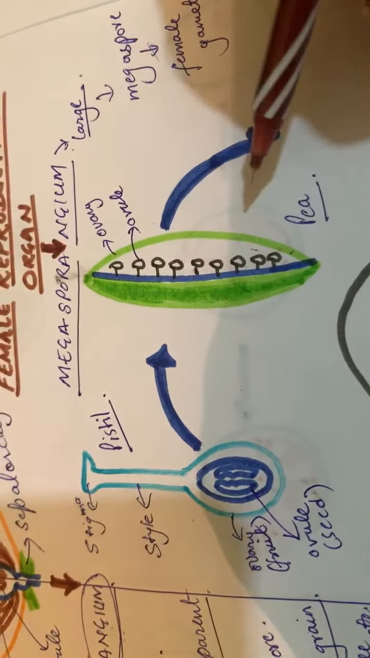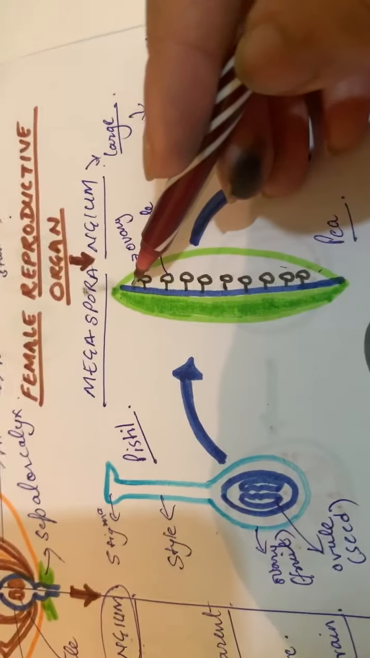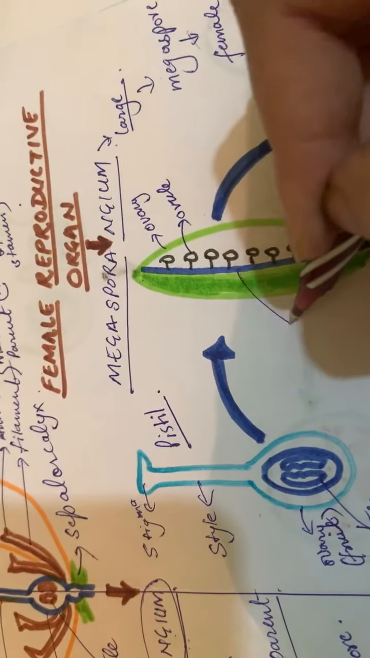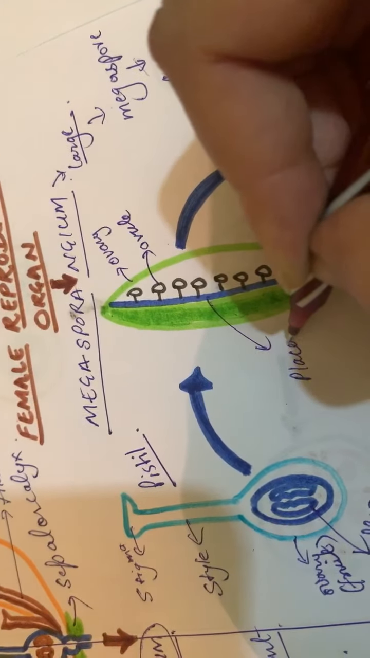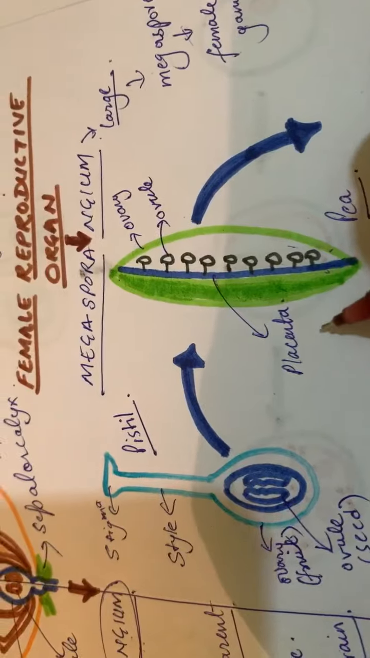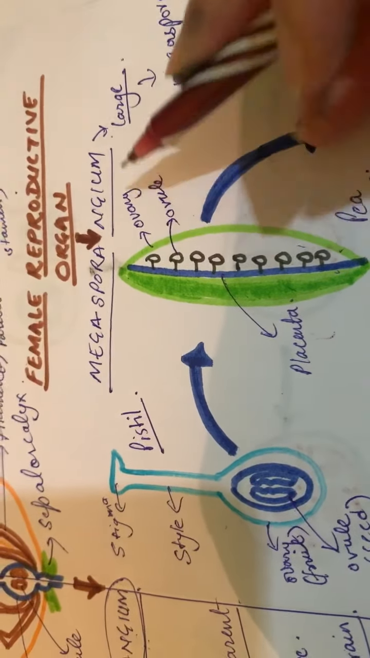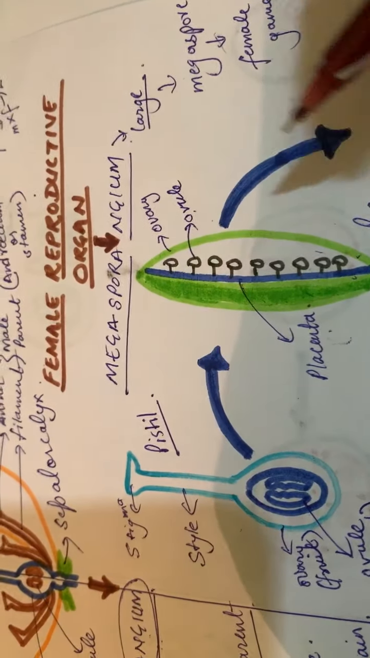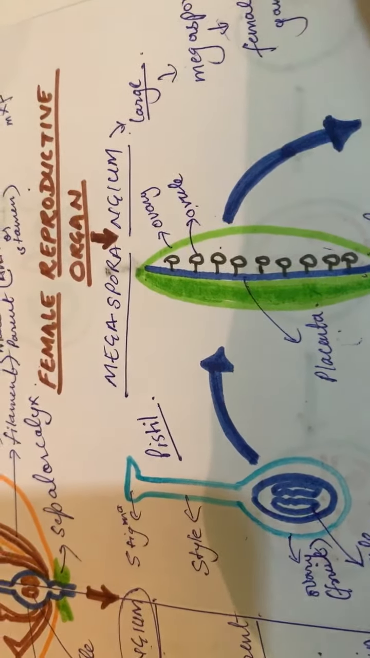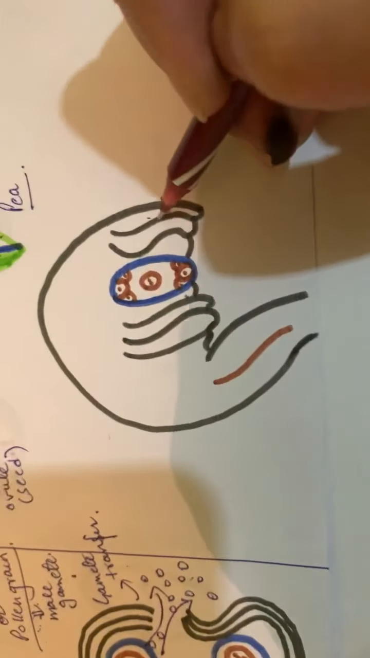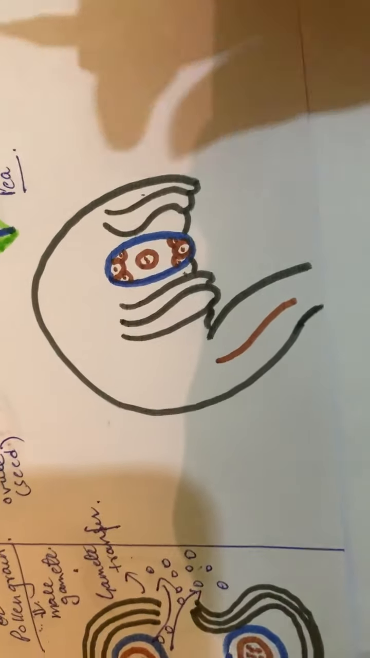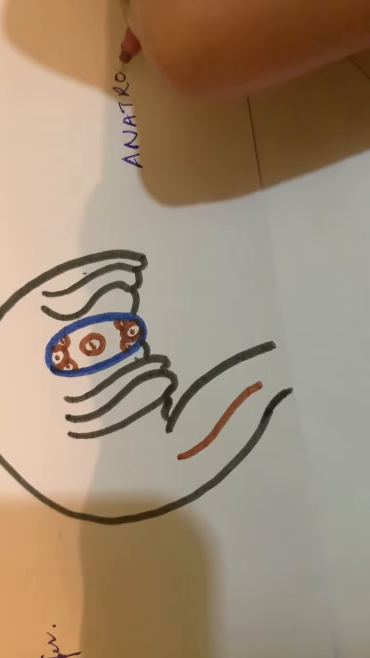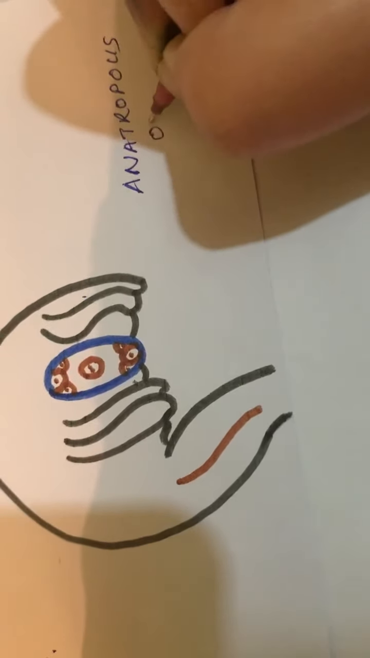You can see clearly, there's one blue line here I have made. This blue line is particularly called placenta. What is placenta? It is a connection between ovary and ovule. Now, if we see an enlarged view of ovule, we can see here the diagram of a typical anatropous ovule. It is called anatropous ovule.